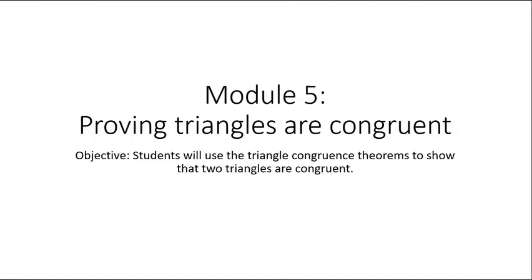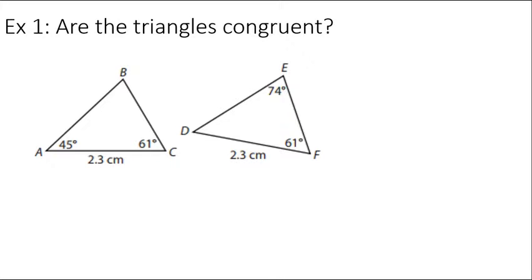Okay, so today we're going over Module 5, still proving triangles are congruent. And we're going to be showing that two triangles are congruent by using the triangle congruency theorems. So let's get into example 1. Here they're asking you, are these two triangles congruent?